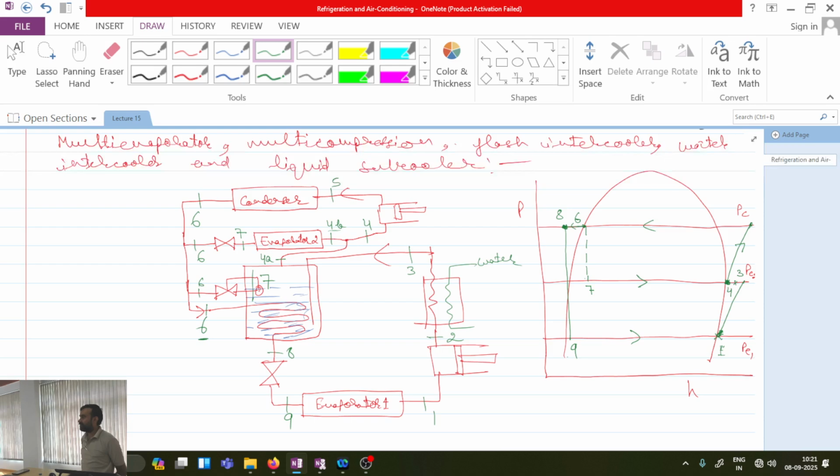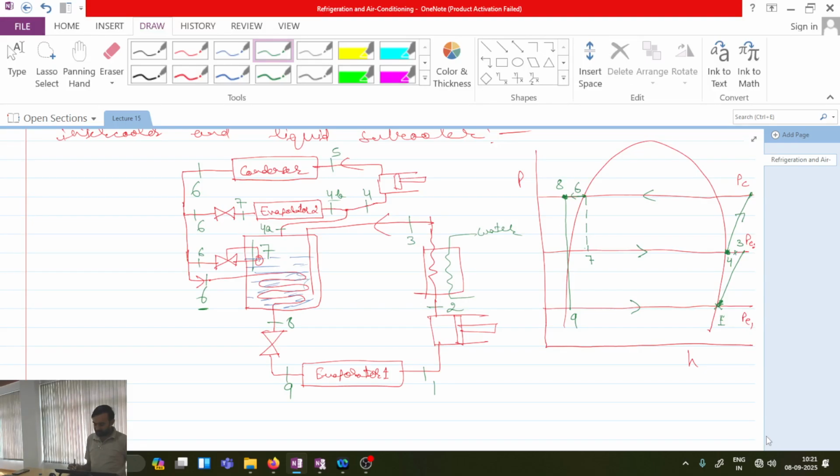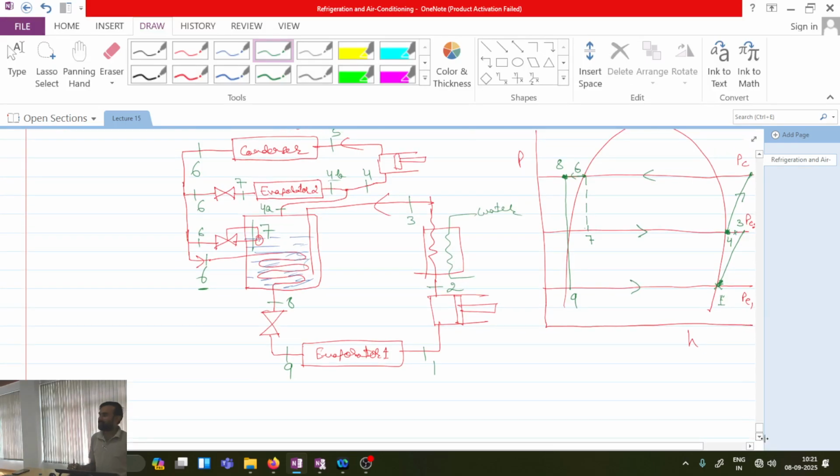Now, can you find out the mass flow rate handled by the low stage compressor and high stage compressor? Can you do this? First thing is very easy. What is the mass handled by the low stage compressor? Only the mass passing through evaporator 1. So the mass passing through evaporator 1 can be written as m dot E1 equal to the refrigeration effect of evaporator 1 divided by H1 minus H9.